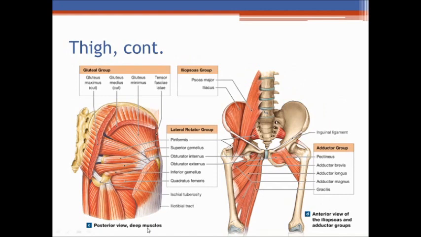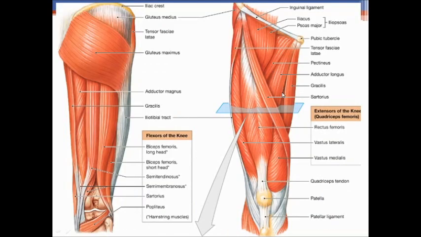So here's a deeper view of those gluteal muscles and some extra ones. One of the most important ones of your body is your largest hip flexor, known as the psoas. It's one of your deeper abdominal muscles. Your adductors are your pectineus and gracilis, and some of the named adductors.